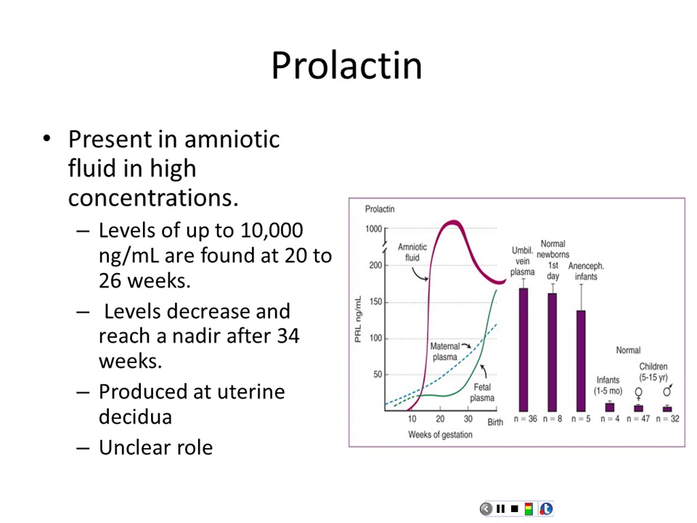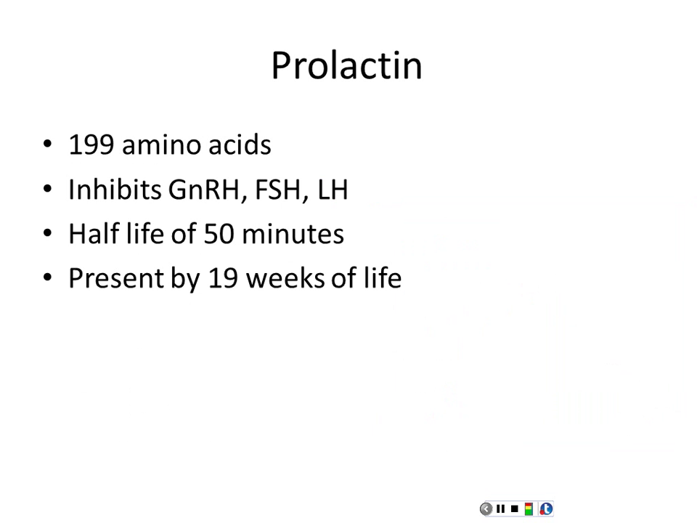You can see here they did studies of the levels of prolactin in the umbilical vein of newborns in the first days, as well as in patients who are anencephalic. And you can see that babies who are anencephalic still produce prolactin. It's 199 amino acids long. It also inhibits GnRH, FSH, and LH. This has a pretty long half-life of about 50 minutes, as opposed to the hypothalamic hormones, which had half-lives of 5 to 10 minutes. And prolactin is present by 19 weeks of life.